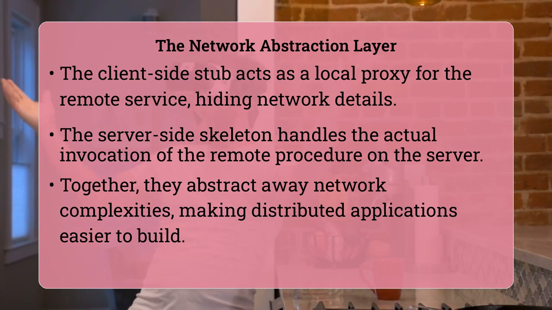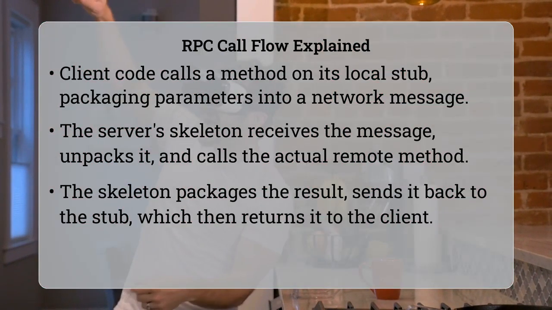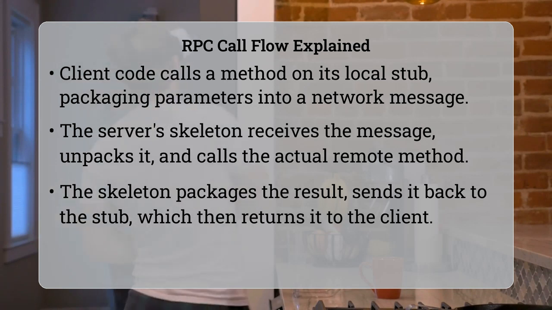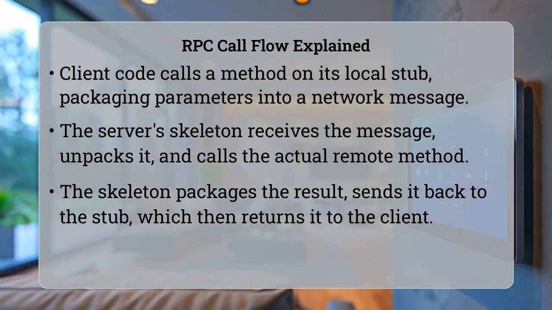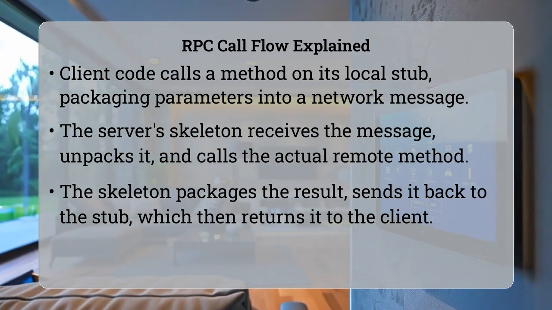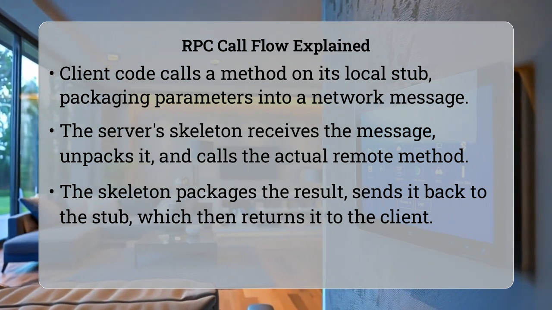To illustrate, consider a client application needing to fetch user data from a remote database service. First, the client code calls a method on its local stub object. This stub then packages the method name and any arguments into a network message. Second, this message is sent over the network to the server, where the skeleton awaits incoming requests.